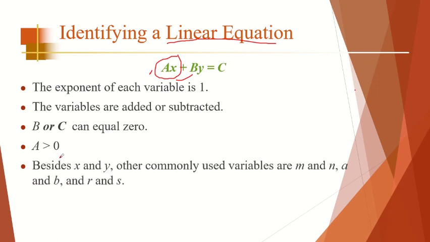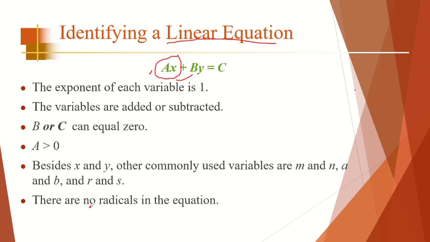Besides x and y, other commonly used variables are m and n, or a and b, and r and s. The variable can be, this x of yours is m, your y is n. It can be a, it can be b, it can be r, it can be x, consecutively.